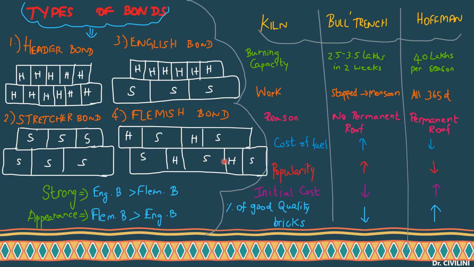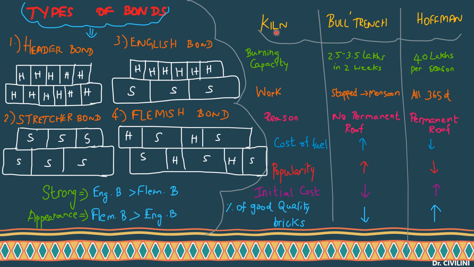In most of your competitive examinations and interviews, you will be asked what is meant by English bond and Flemish bond. This is the simple difference. So you just remember this diagram and it will help you answer all your objective or interview questions. Next, based upon strength, we can say that English bond is always greater than Flemish bond. In the aspect of appearance, Flemish bond is always better than English bond.